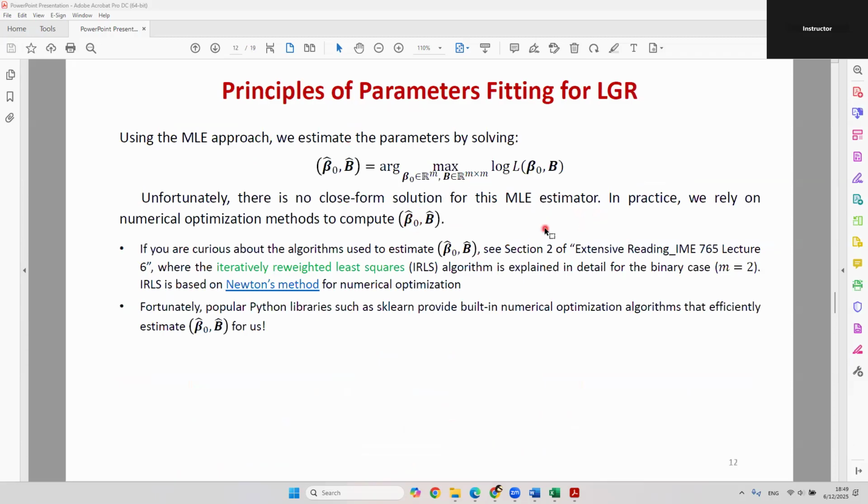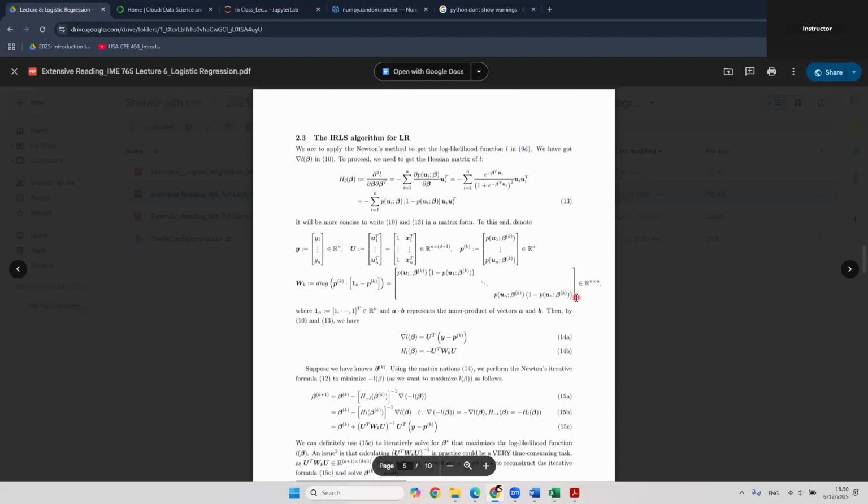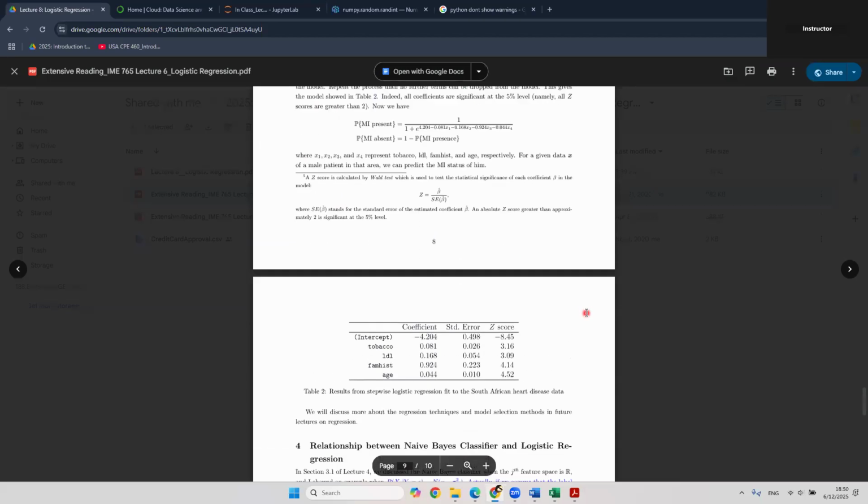Unfortunately, it does not have a closed form or analytical solution. It's way more complicated than the case in linear regression, where we use the normal equations, set the partial derivatives equal to 0 and solve it. Here we cannot. So what we do is use numerical methods to compute this. And I believe I introduced a method in this one here, let me see, I forgot where.